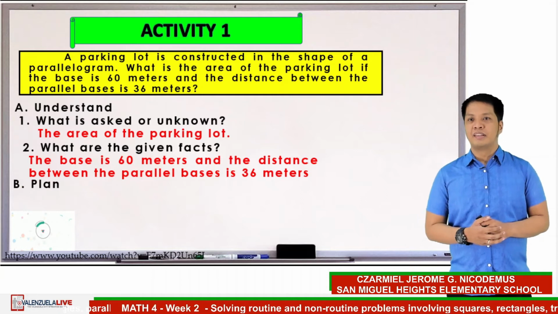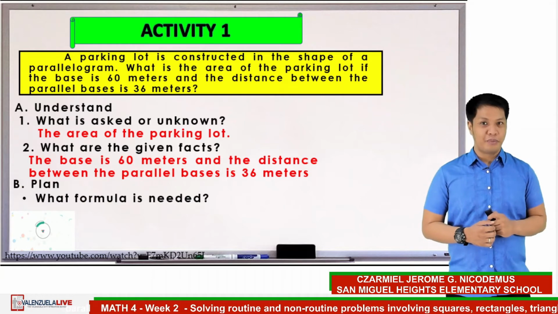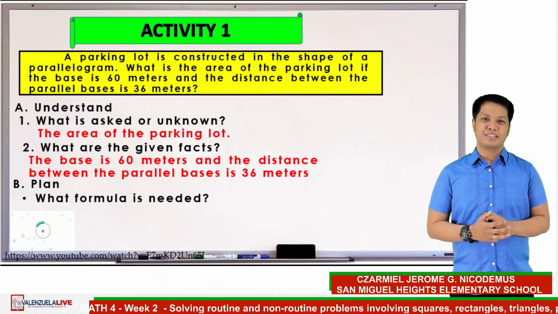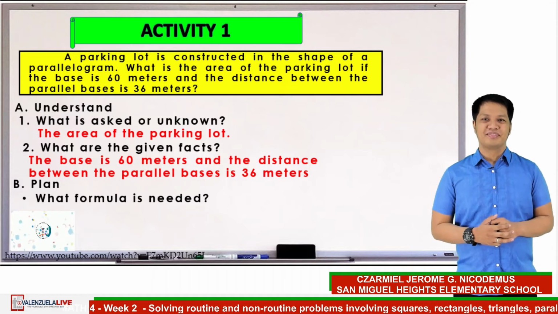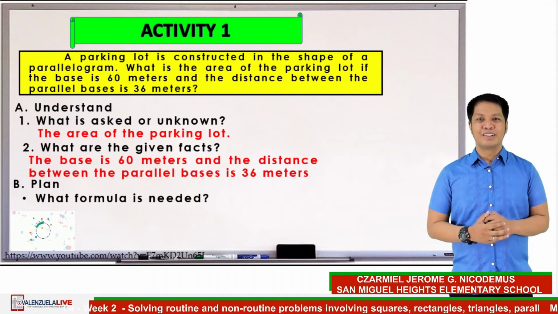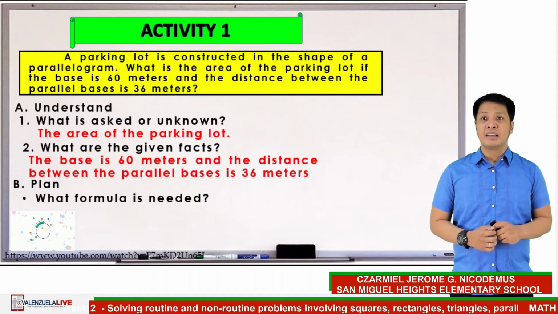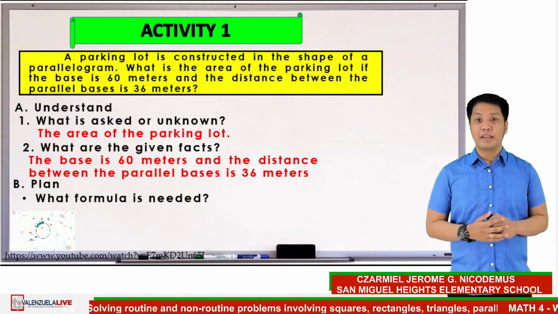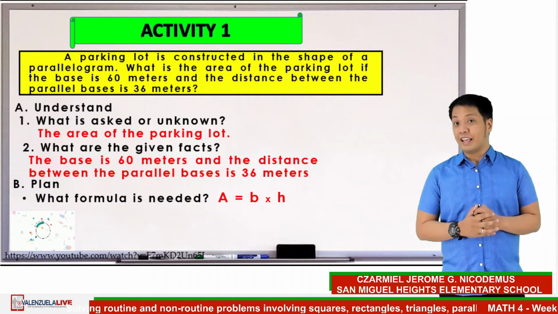Plan. Another 5 seconds to write the formula. Your 5 seconds starts now. So the formula, because the shape of the parking lot is a parallelogram, the formula will be this simple formula, which is A equals base times height.